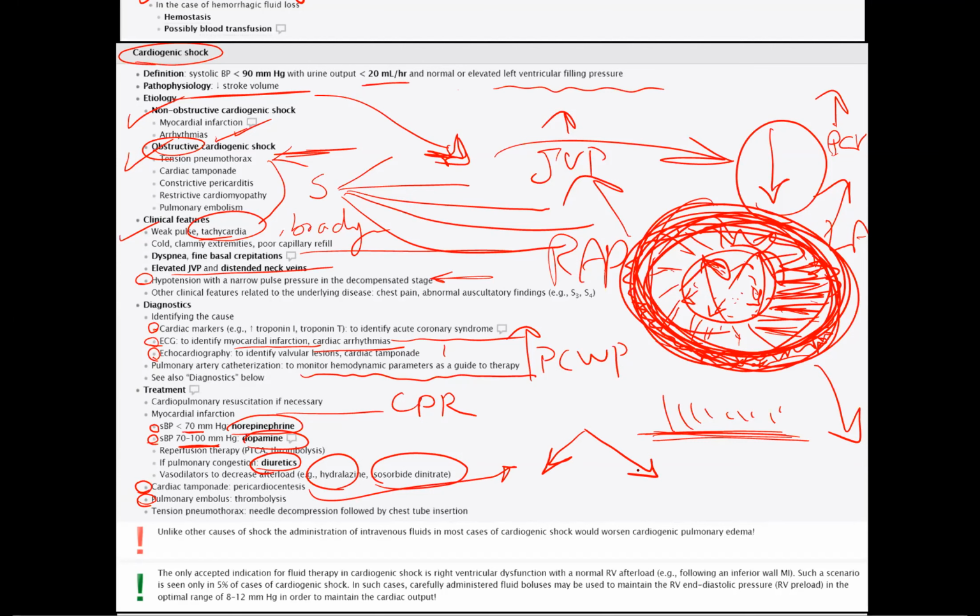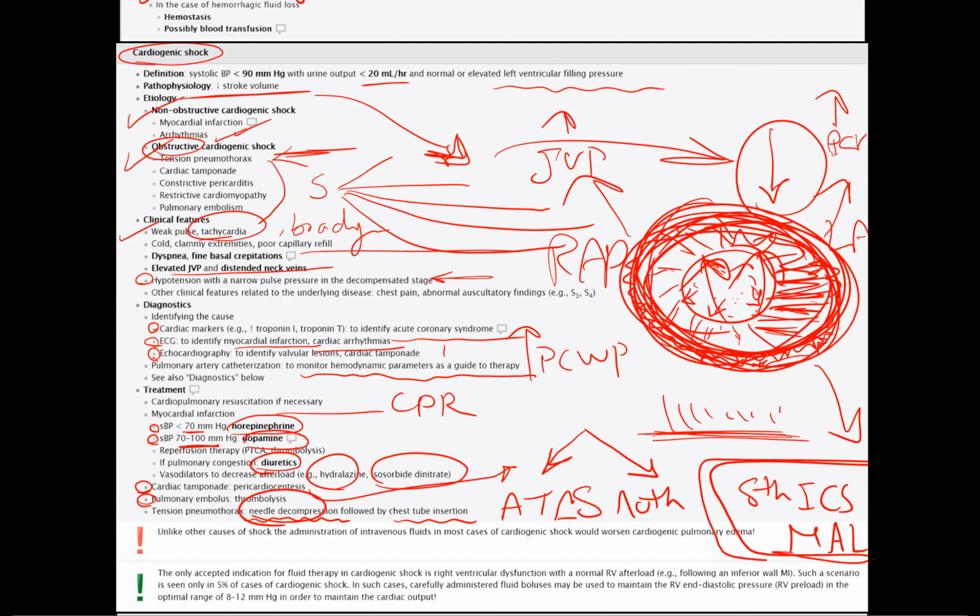If tension pneumothorax, we will use needle decompression followed by chest tube. According to the new ATLS, we will make needle decompression in the fifth intercostal space, mid-axillary line. Why? Because they have found that obesity interferes with the second intercostal space, mid-clavicular line. So now we use the fifth intercostal space, mid-axillary line.